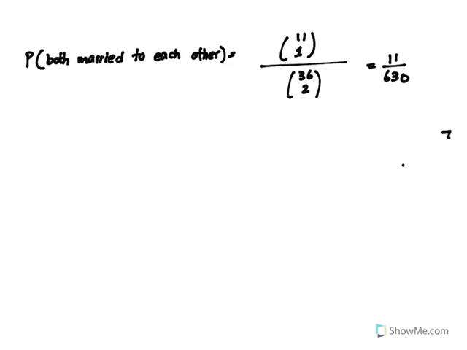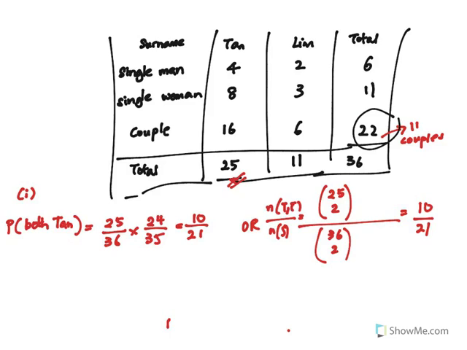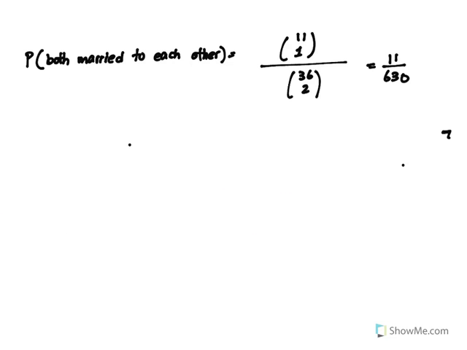I can also say out of the 22 people who are married, out of these 22 out of 36, I'm choosing the first married person. The second person, I must choose his wife or her husband. So there can only be one possibility. There's only one husband or one wife, so 1 out of 35. So this also gives me 11 out of 630. Both are the same. So both will give you the same answer.